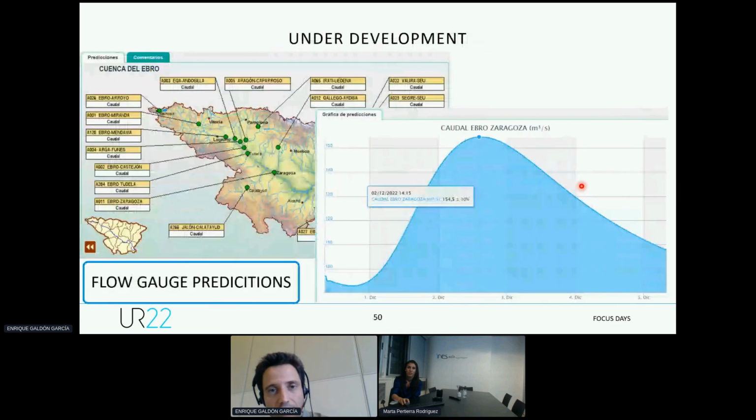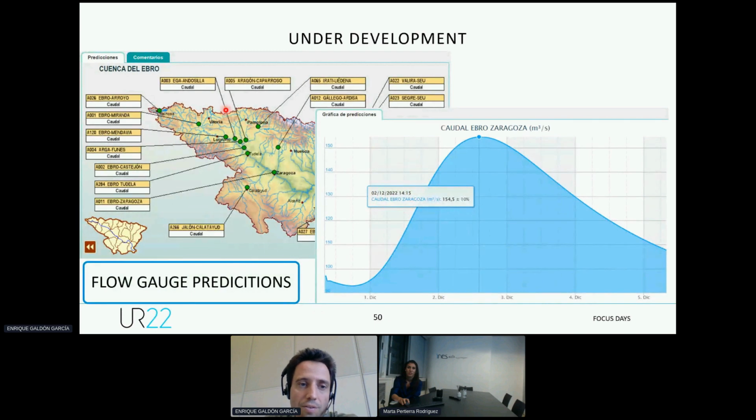So as I said, that was up to the moment what we have done, and now we are working on the alert system. I'm going to just talk about one of the alerts that we're going to implement. Not to bore you, but if you are more interested, you can obviously contact us, and we will inform you more. So we are using in Spain a system of flow gauge predictions based on flow gauge registers. You can see here an example.